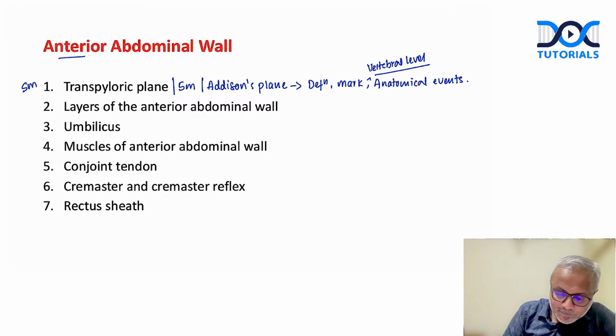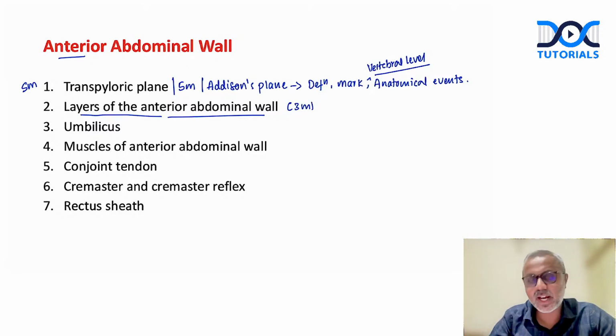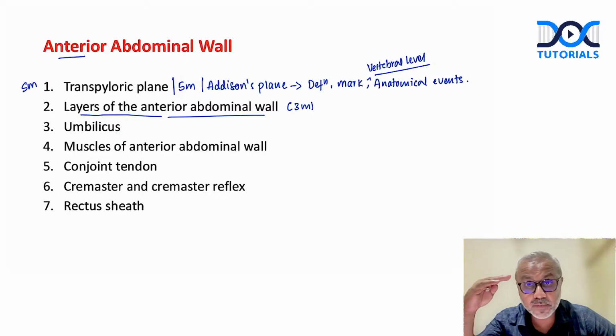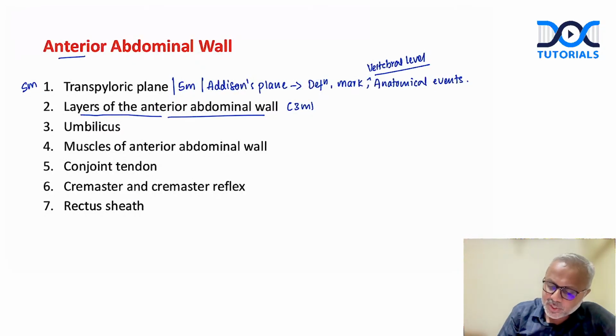Then layers of the anterior abdominal wall could be a three marker question just to list, right? The question can be: list the layers of the anterior abdominal wall from superficial to deep. So you should know how to list it from the skin till we reach the parietal layer of peritoneum. What are the 8 layers, right? So this is possibly a 3 marker question.